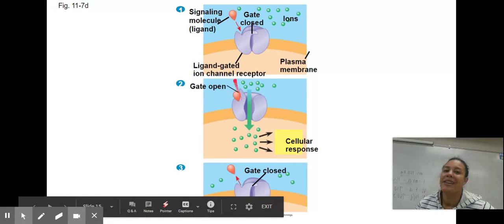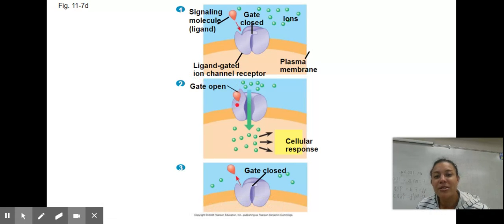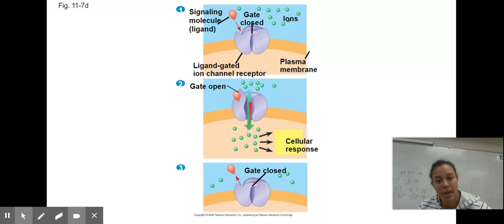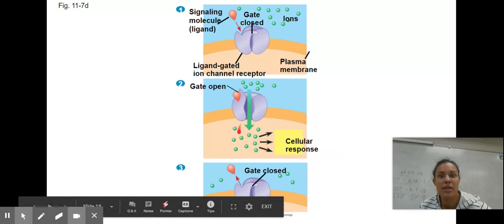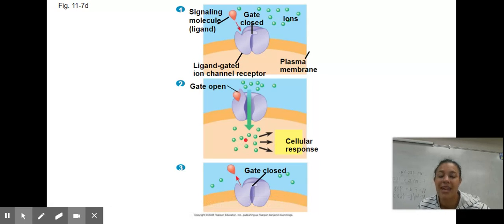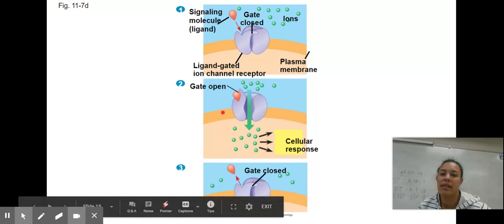So once that ligand binds to the protein, then the ions can travel through the ligand-gated ion channel receptor. Once those ions enter into the cell, they will trigger a specific cellular response. And then once that ligand detaches over here, the gate closes up again and the ions cannot travel through into the cell.